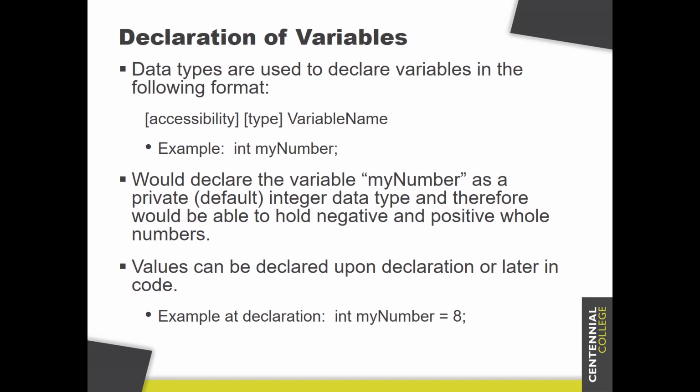Okay? The variables themselves can be defined upon declaration. The values associated with a variable can be defined within the initial declaration. So int mynum equals 8 would automatically create an integer variable called mynum that has a value of 8 associated with it.